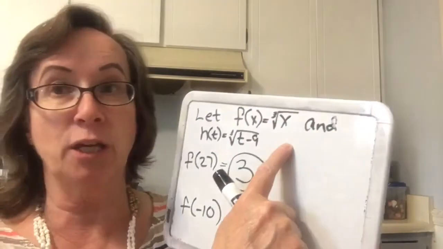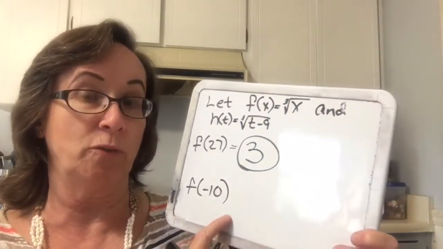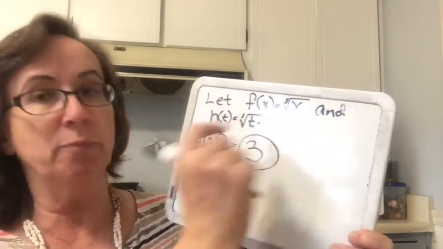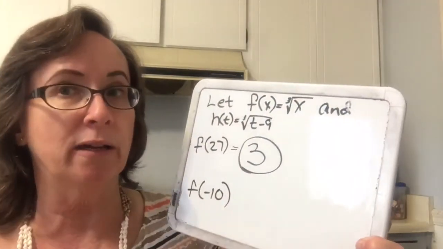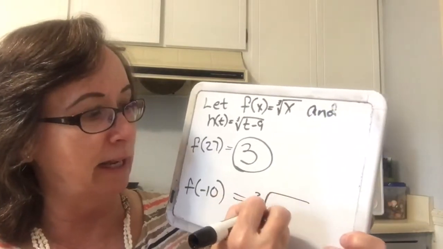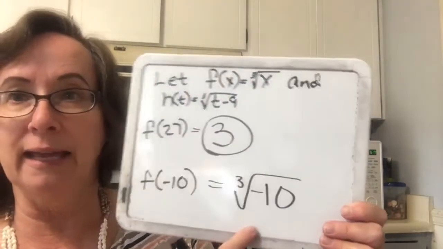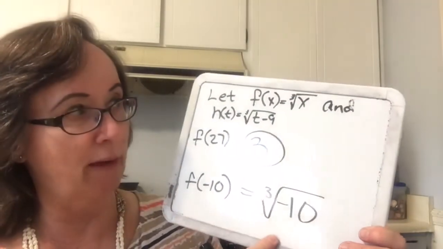If they had said the cubed root of a negative 8, we would have been fine. We would have said it's negative 2. We know right where it is. But the cubed root of negative 10, although it is real, is irrational. So we will leave it sitting underneath. That would be considered a simplified form of that one.